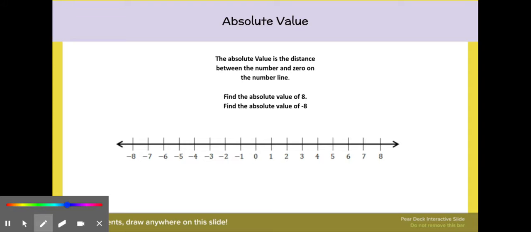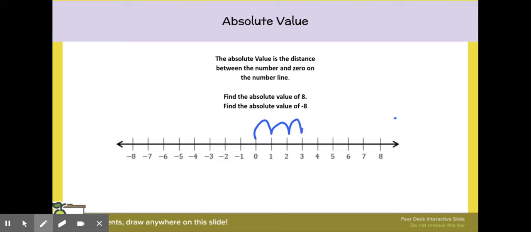The absolute value of 8 is how far that number is from 0. So how many jumps is 8 away from 0? Well, I can find out by jumping 1, 2, 3, 4, 5, 6, 7, 8. It is 8 jumps away. So the absolute value of 8, which you might see with two lines on either side, is 8. 8 is 8 jumps away from 0.